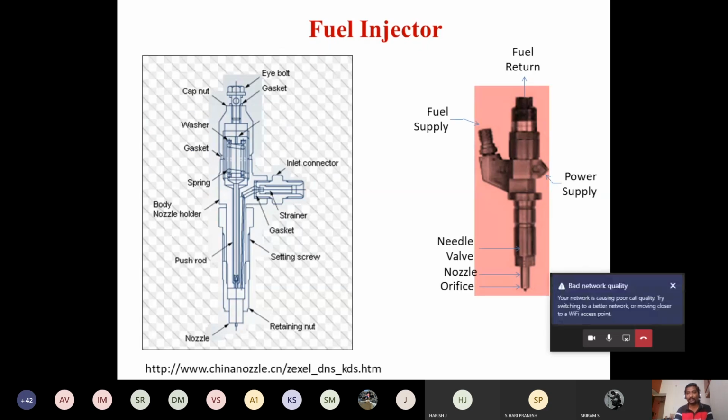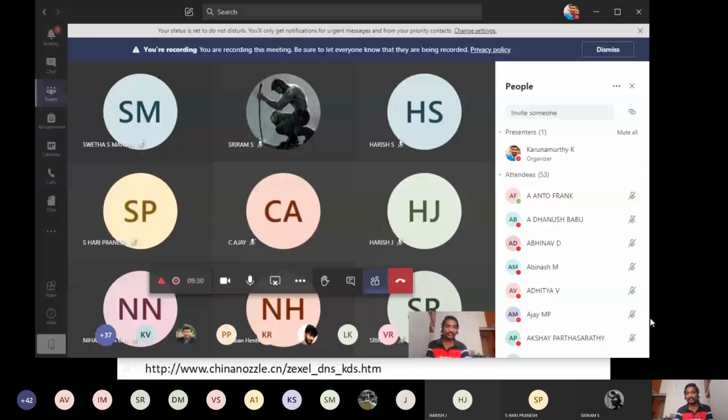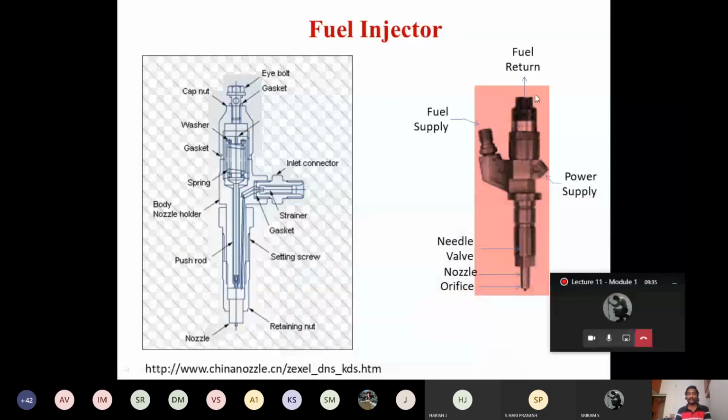So coming to the fuel injector. In the last lecture we discussed various fuel supply systems of the diesel engine. Okay. So in today's lecture we are going to study the fuel injector in detail.